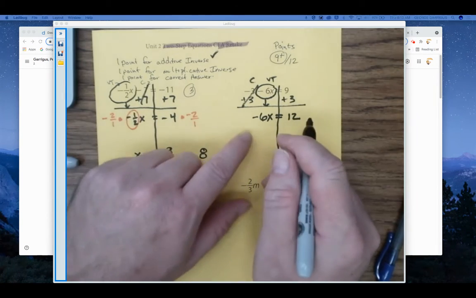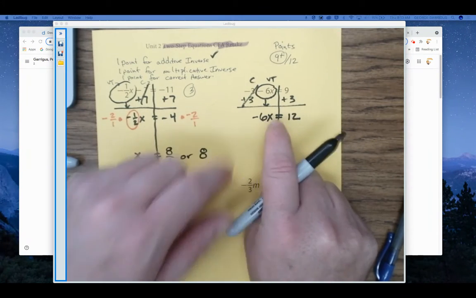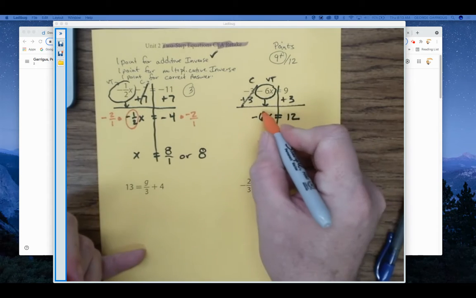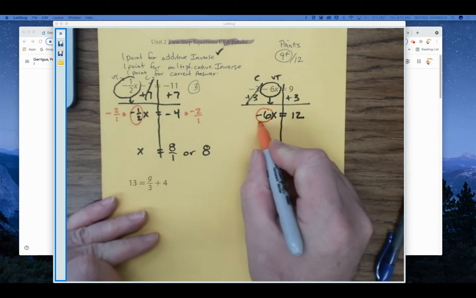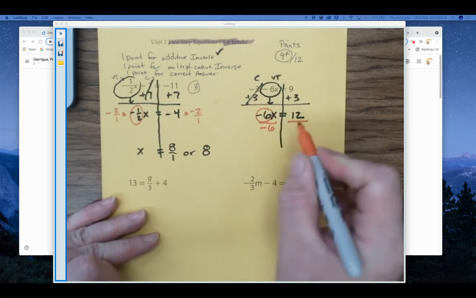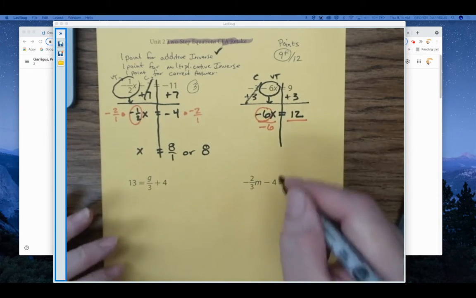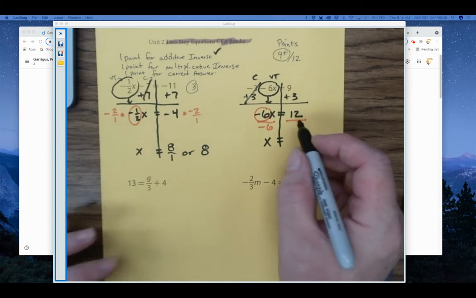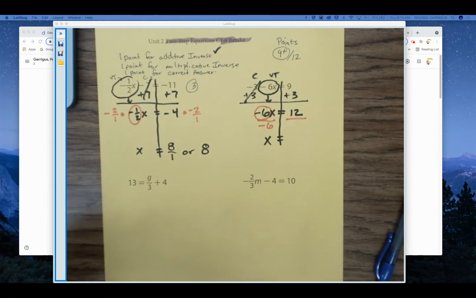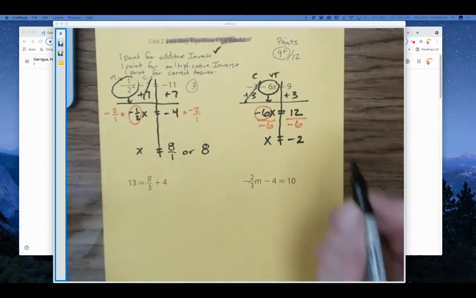Now we can multiply by a reciprocal, but since the coefficient is negative 6, just the coefficient, we're going to just divide by negative 6 because negative 6 divided by negative 6 is 1x. And then we're going to divide by negative 6 on the other side. Okay, 12 divided by negative 6 is negative 2.